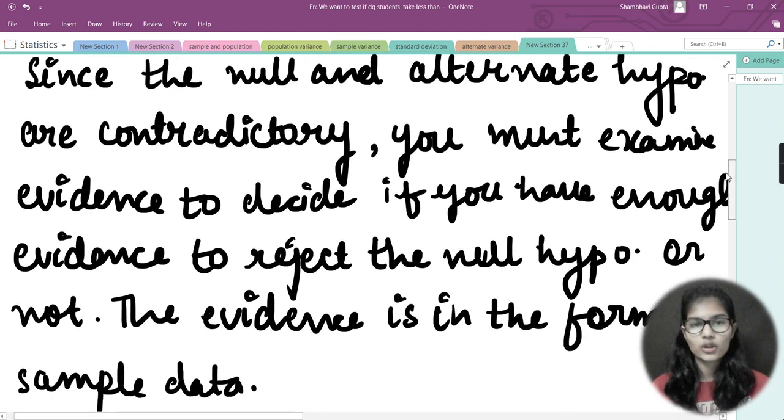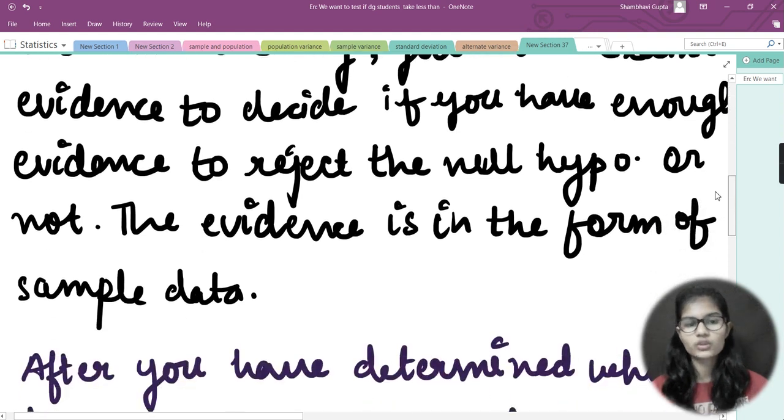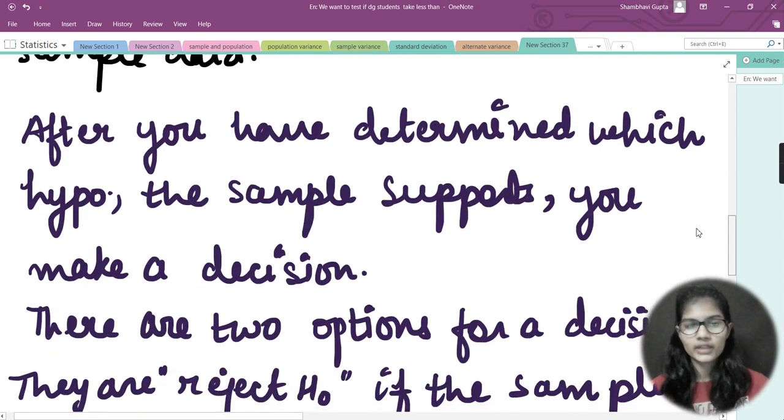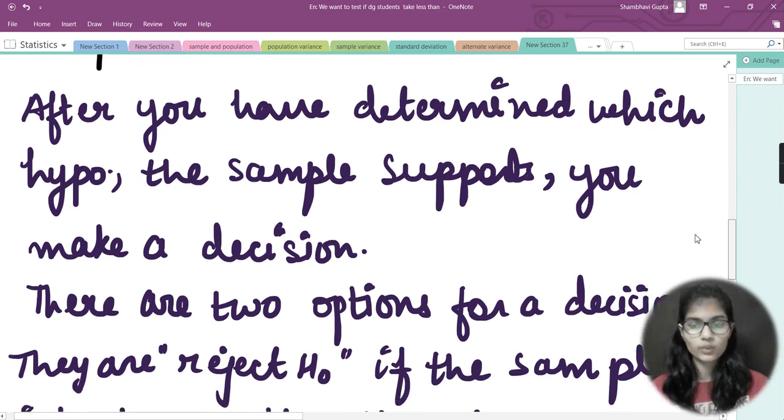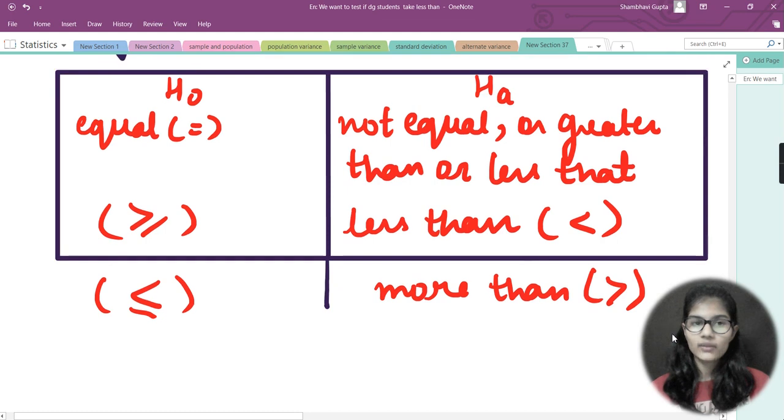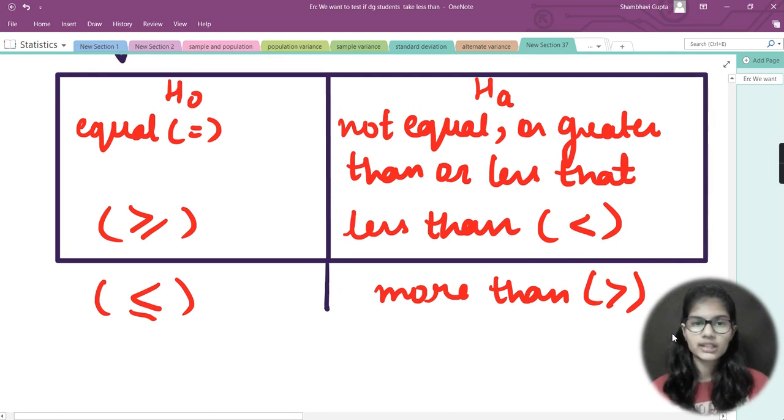Even we had seen this also, that when you have categorized that it is null or alternate, after that you need to make the decision, and all those things you have categorized here, right? And I have also given you some conditions regarding H naught and HA as well, right?